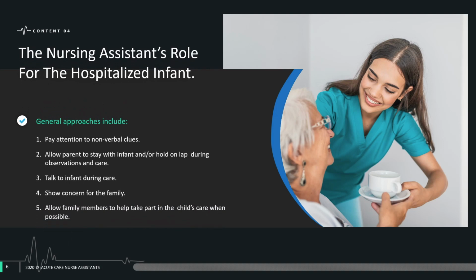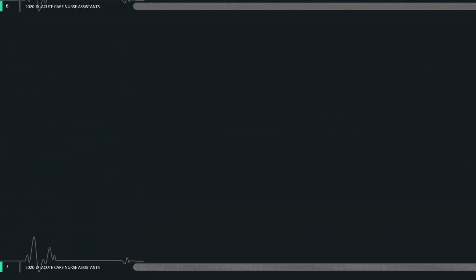Content 4. The nursing assistant's role for the hospitalized infant. General approaches include: pay attention to nonverbal clues. Allow the parents to stay with the infant and/or hold on the lap during observations and care. Talk to the infant during care. Show concern for the family. Allow family members to take part in the child's care when possible.